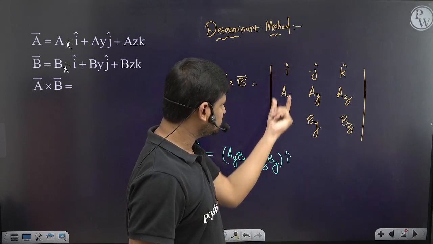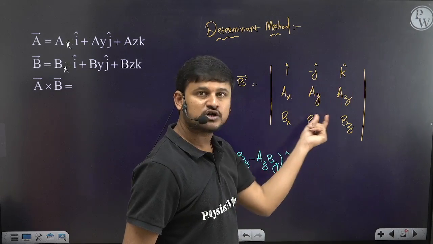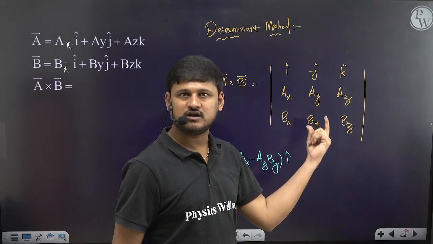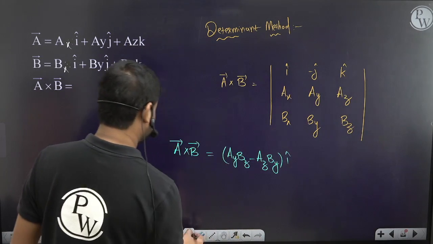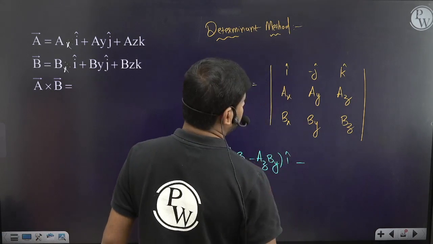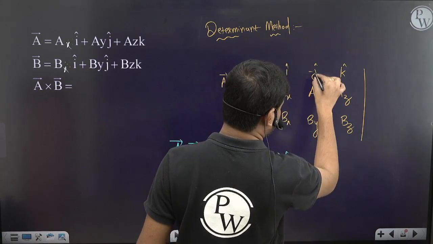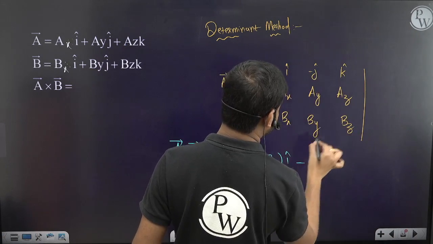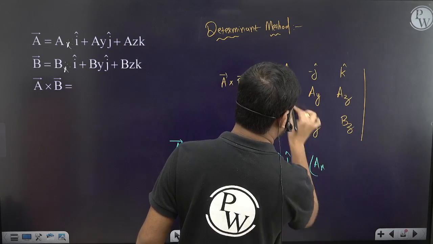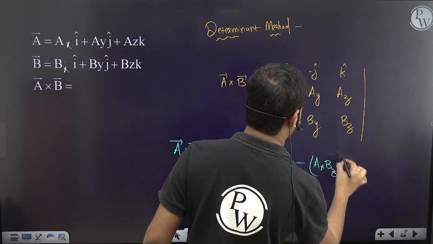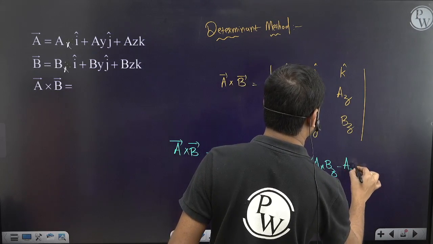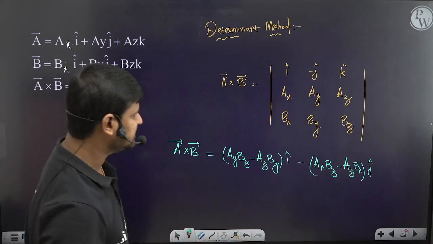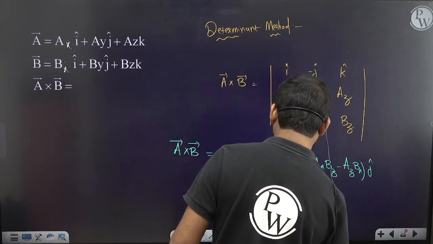I consider i, close that column, close that row. Then the remaining 4 terms, take them as A, B, C, D, then do AD minus BC. That's the determinant. You are already learning it in matrices, right? So next, take the next one, minus j cap. Close that column, close that row. Then this is A, this is B, this is C, this is D. So AD is ax bz minus az bx, j cap. So minus j cap, I wrote that minus at the start itself.